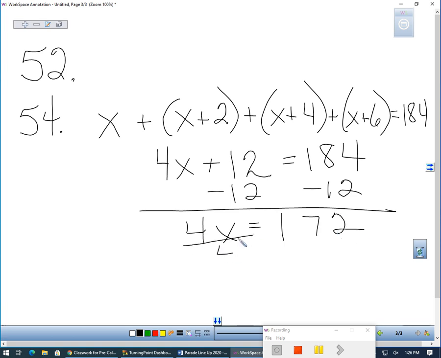Divide both sides by 4. You get x equals, good, 43. So what did we just find? We found 43, but what does that mean? That is your first odd integer, right? That actually fits this one right here. So what's your next odd integer?